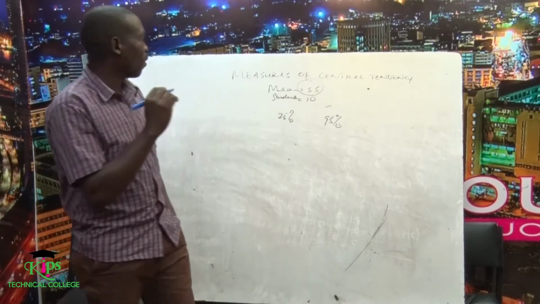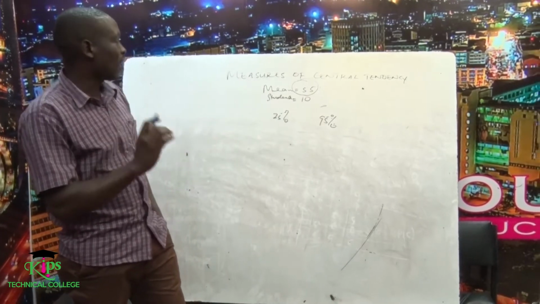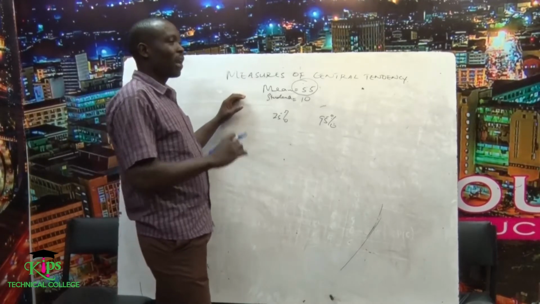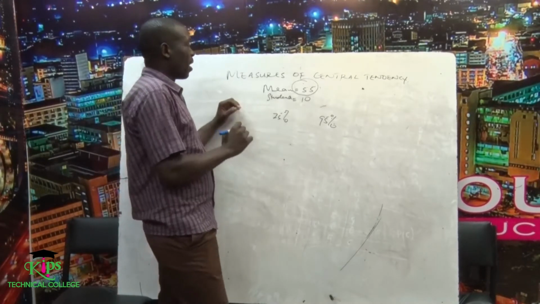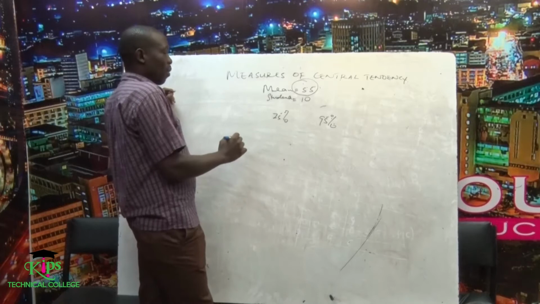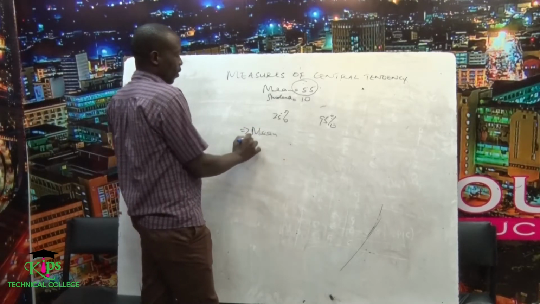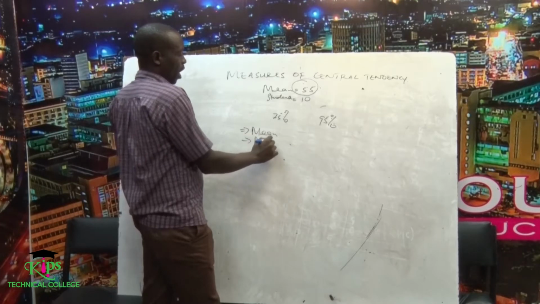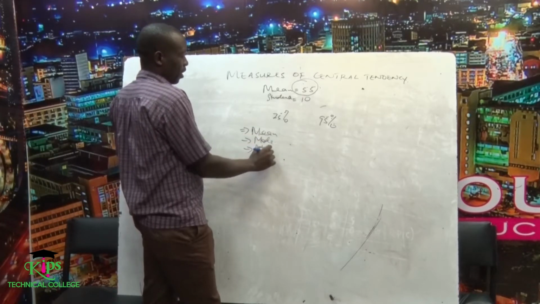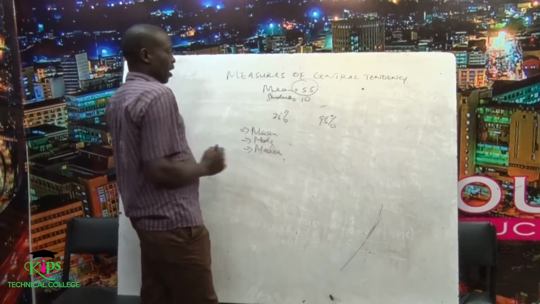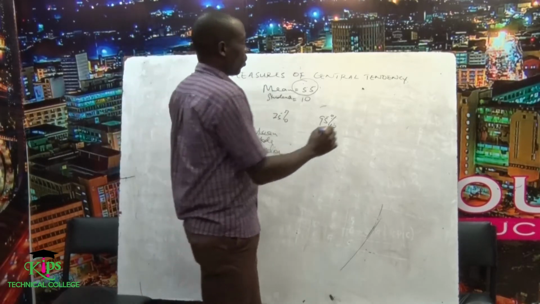So the measures of central tendency are those numbers that represent the entire data. These measures are normally classified into three. We have the mean, the mode, and the median. Let us start with the first one, which is the mean.